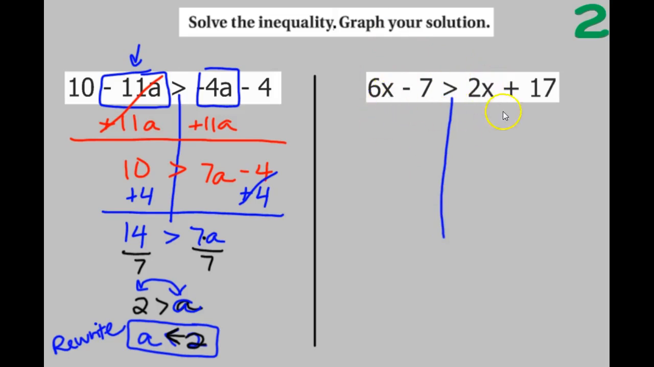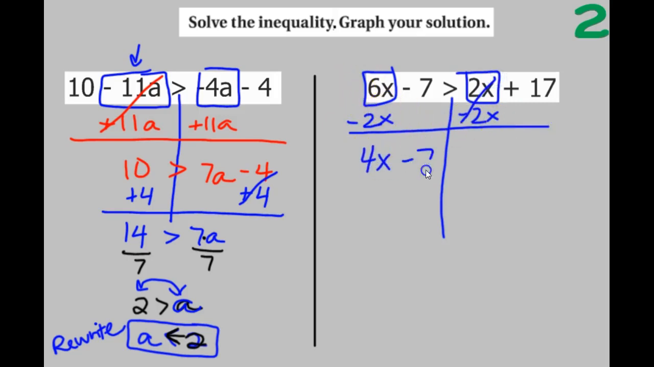Alright, move this 2x over to the other side, because we want both the x's together. If you wanted to move this 6, that's fine. I'm going to subtract the 2, because it's a smaller number. 6 minus 2 is 4, so we have 4x. And then 17 on the other side.